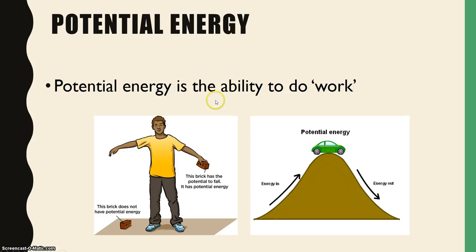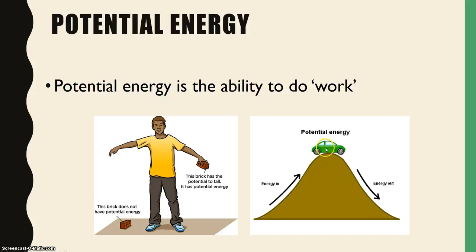So potential energy is the ability to do work. If an object is held up in the sky, for example, this brick, it has the potential to fall. We define it as having potential energy because it can do work: it can fall, move into kinetic energy, and move an object, or it can push a turbine, which will then generate electricity. But it's the potential to do work. This on the ground can no longer fall. Therefore, it does not have any potential energy because it cannot do any work.